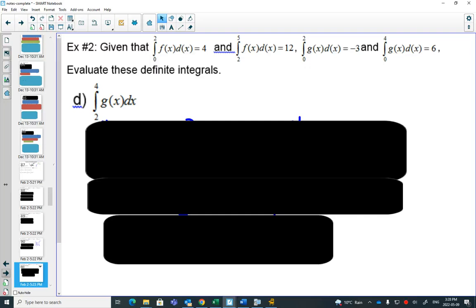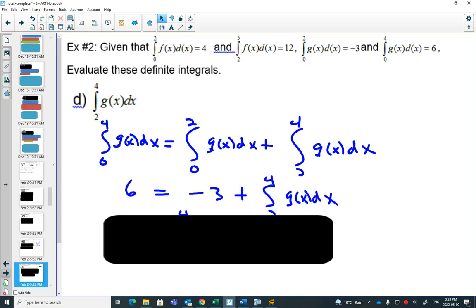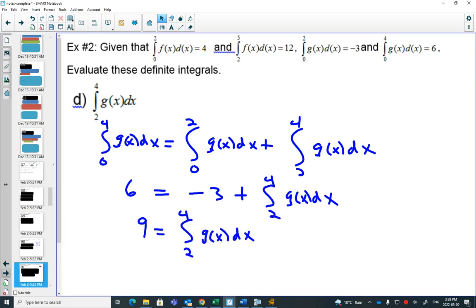So I'll show you the answer for this one. 0 to 4 would be the same as 0 to 2 and then 2 to 4. Right? Which ones do we know? We know 0 to 4 is 6. We know 0 to 2 is minus 3. So just rearranging this, we get the area is 9.